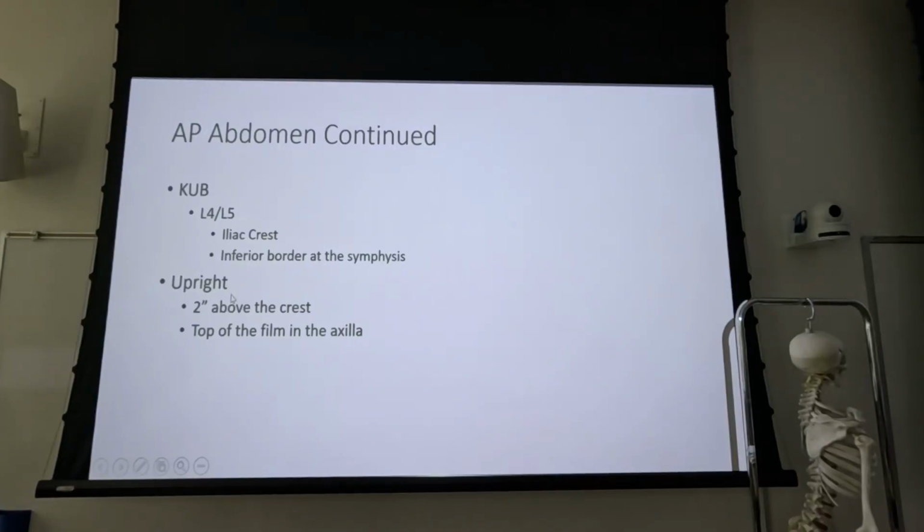Upright abdomen, you want to go 2 inches above the crest, and the easiest way to do that, and this sounds like overkill, but it's not. With the patient laying down, the crest can be hard to find. With the patient upright, it's even harder, okay? So the easiest thing to do is to put the top of the image receptor at the level of the axilla. Just have the patient raise their arm up a little bit. And again, it seems like it's going to be way too high, but it's not.